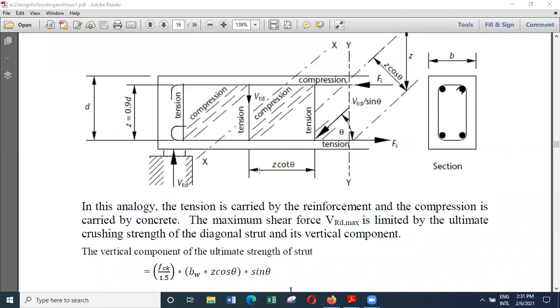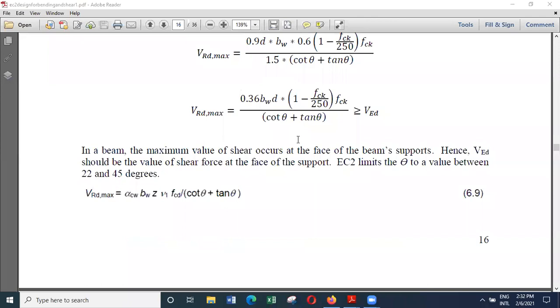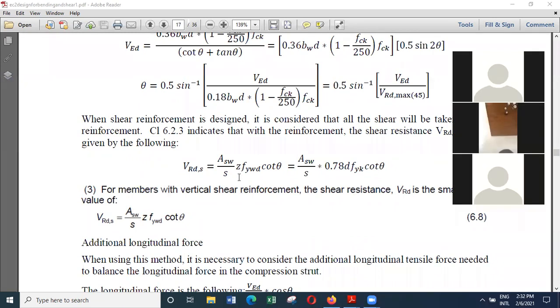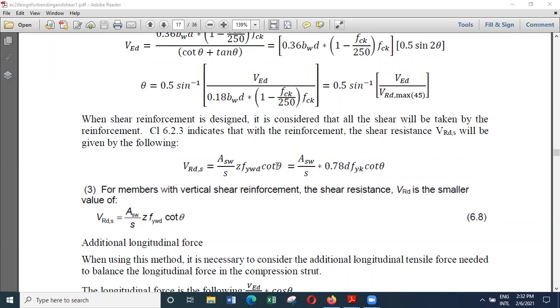And Z cot theta divided by S will give an indication of the number of links that we are going to get over a certain distance. That's why you get this Z cot theta term in this equation. So Z cot theta over S gives an indication of the number of links that you get over a certain length, and that length is the one that is actually effective in this truss analogy. So the shear force carrying capacity per link is given by this equation.